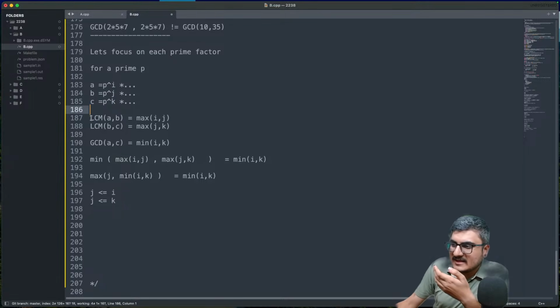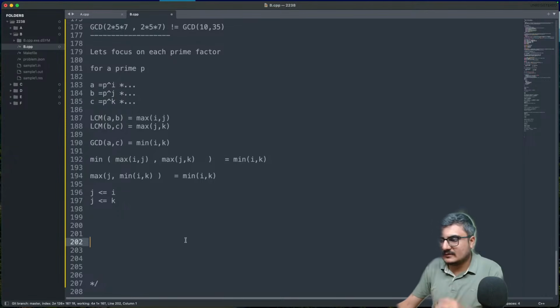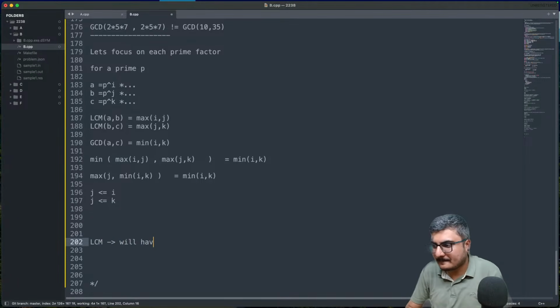Then we know that the LCM of a and b will have the power which is the maximum of these two. The LCM of b and c would have the power that is the maximum of these two numbers. And the GCD would have the power of p which is the minimum of these two numbers. Like, the LCM will have the maximum prime power and the GCD will have the minimum prime power.